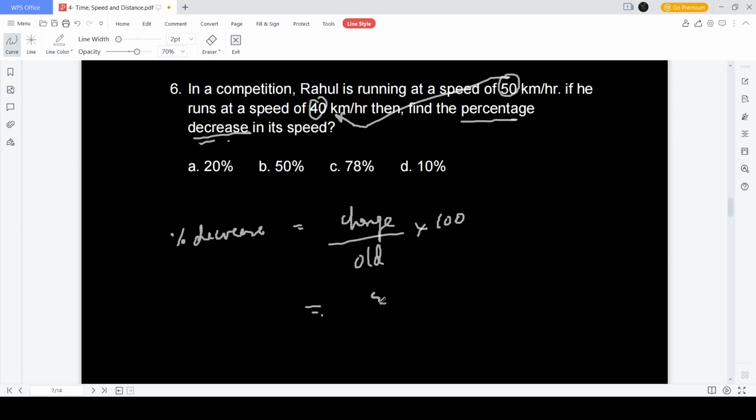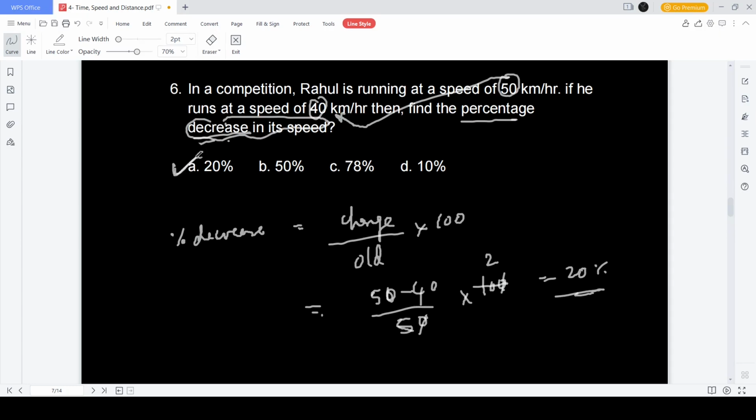From 50 he went to 40. So this is nothing but 50 minus 40, the change, and the old speed is 50, and you have to do into 100. This is nothing but percentage change. So this and this cancels two times. This is 10, so it is 20% of change. Okay, there is a 20% decrease in his speed.